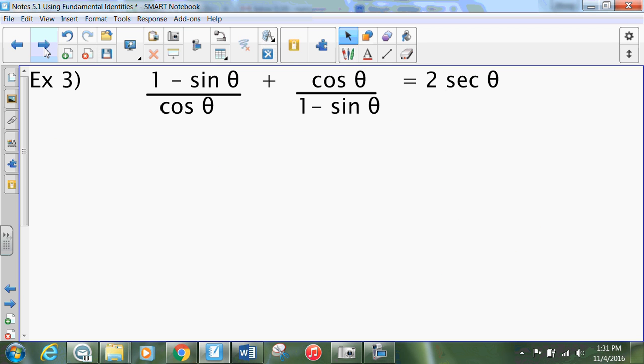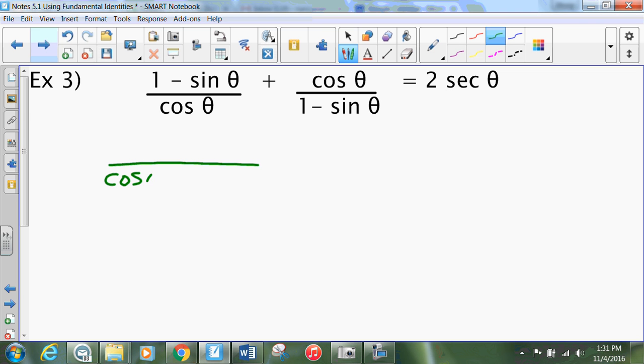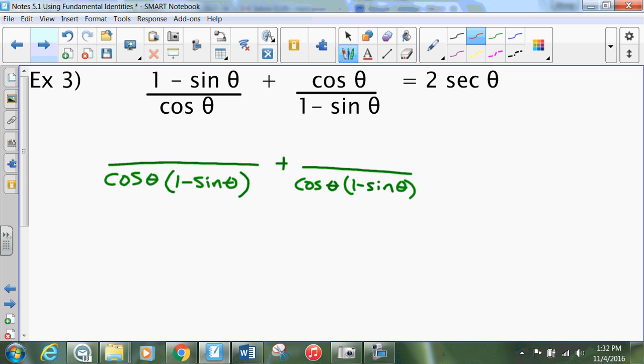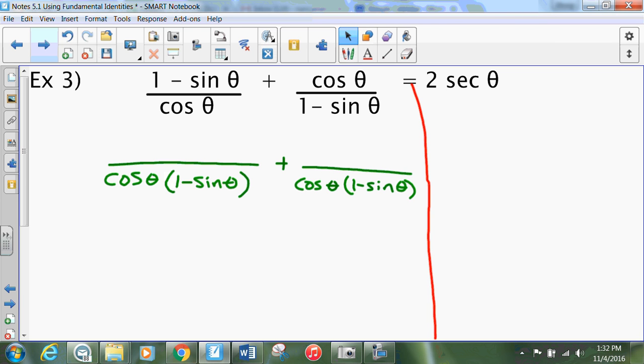Here it's pretty obvious. I'm given 2 fractions that I want to combine together, and I cannot combine 2 fractions until I have a common denominator. Hopefully you can see that our common denominator needs to involve both the cosine theta and the 1 minus sine theta. So for both fractions, we're going to have the same denominator. And we're going to remind ourselves that we are in a verification, so we're just going to work the left side until it is equal to the right side.